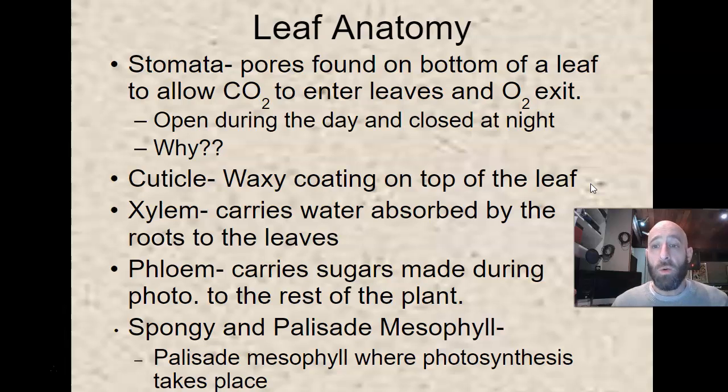But also, where do trees absorb water? At the roots. So when rain comes down, when rain hits the leaf, you want that water to drip off the leaf and onto the ground. So what that cuticle does, that waxy coating, is it allows the water to go down the leaf and down to the ground where there are going to be roots to absorb the water. So the cuticle is the waxy coating on top of the leaf.